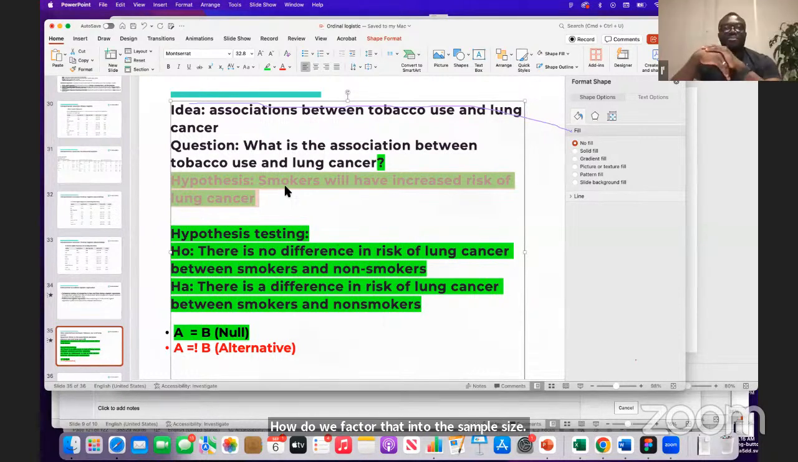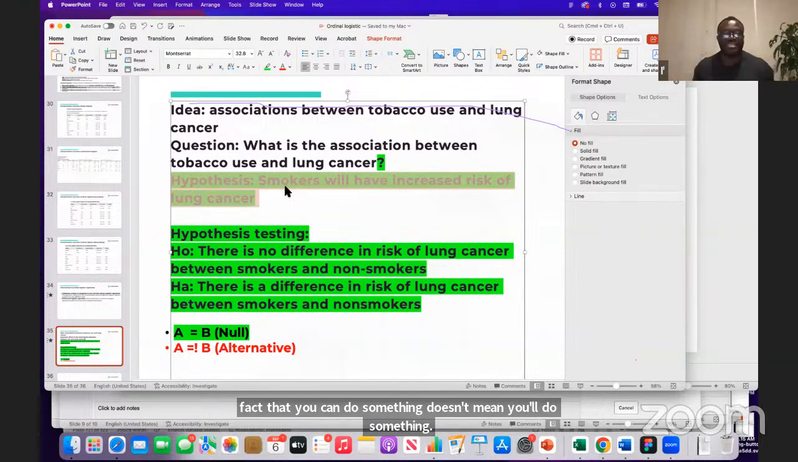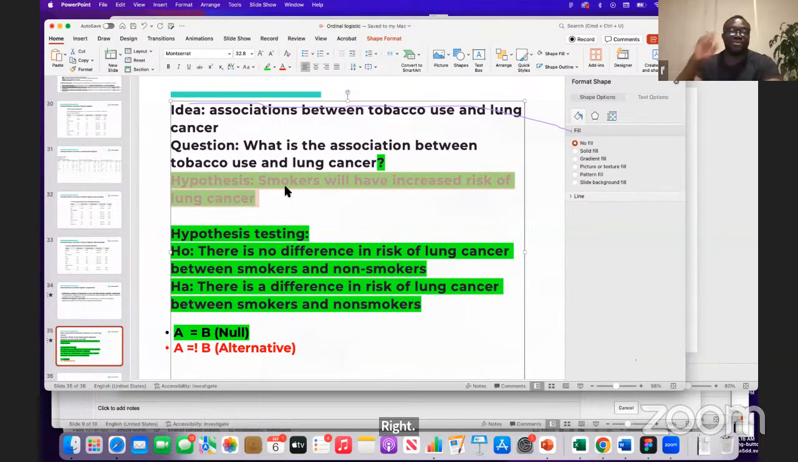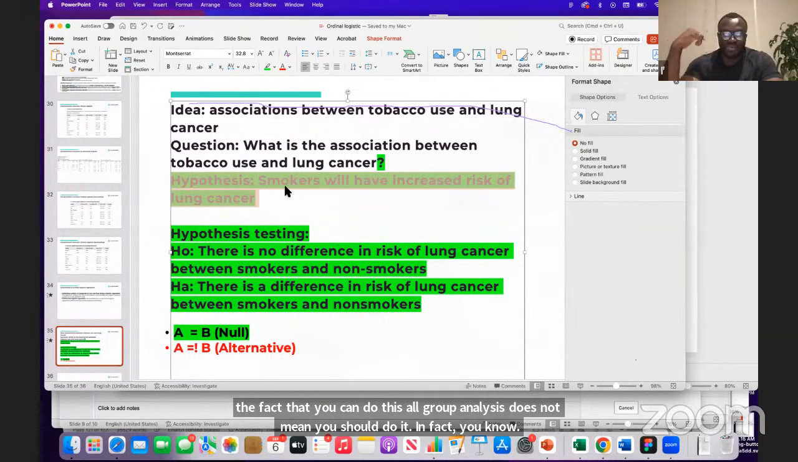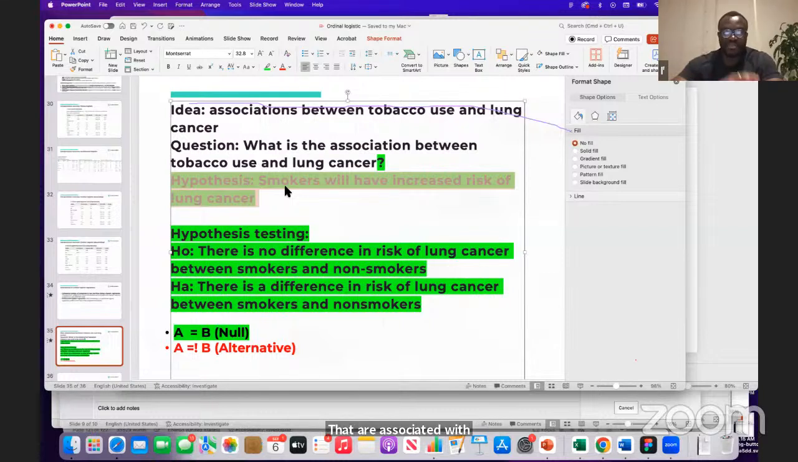All right, so if you're going to do subgroup analysis, first of all, try to avoid indiscriminate analysis. The fact that you can do something doesn't mean you should do something, right? The fact that you can do all manner of subgroup analysis does not mean you should do it. In fact, there are so many risks associated with subgroup analysis, because that becomes a fishing expedition. So in general, before you even talk about sample size and data, sit down and specify why you are even doing this.